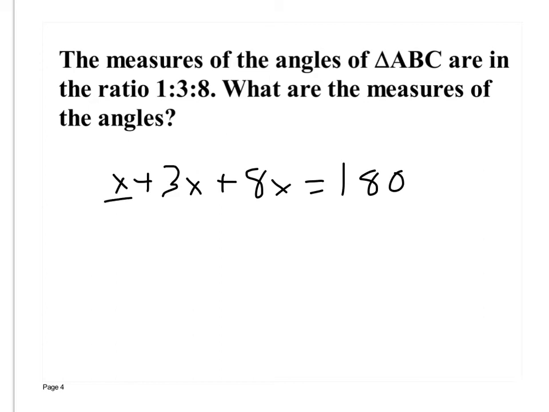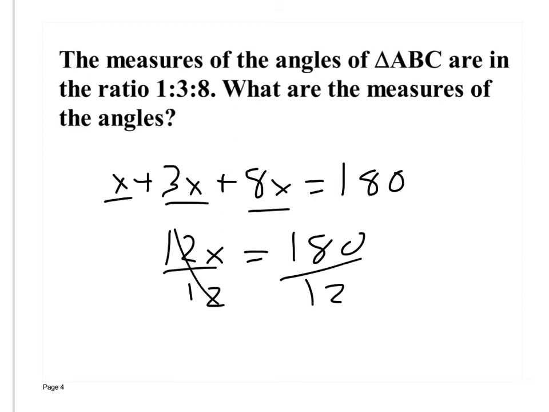So I add my like terms, which gives me 12x. 1 plus 3 plus 8 is 12. Then I would divide by 12, like we've been doing all year. 180 divided by 12. If I remember right, it's 15. So x equals 15. Am I done? Is that my answer? No.